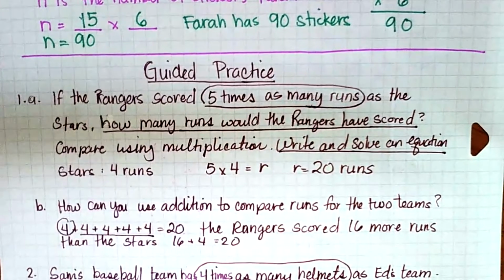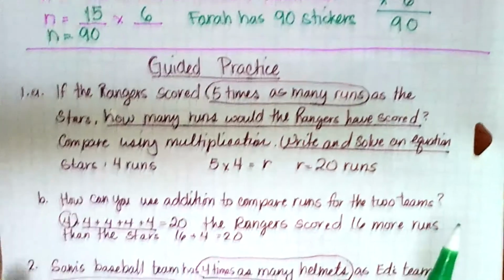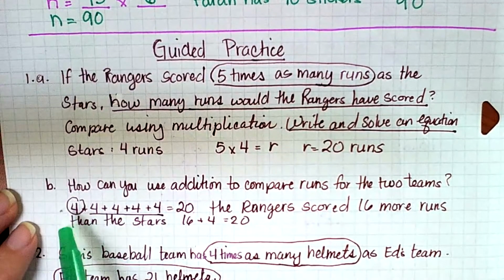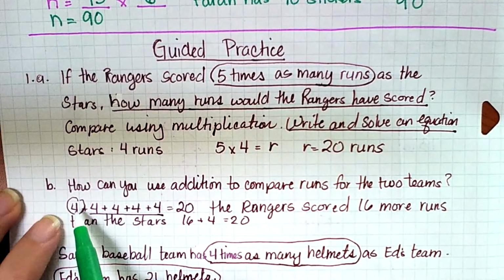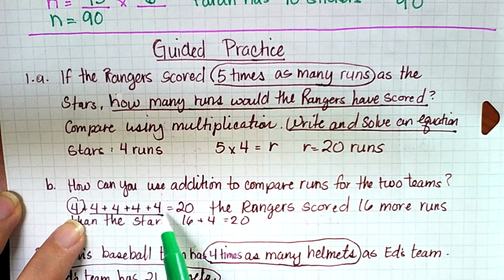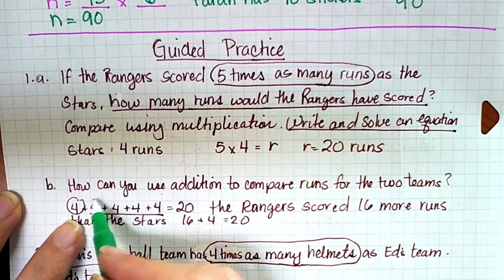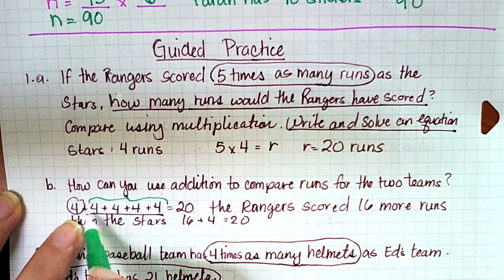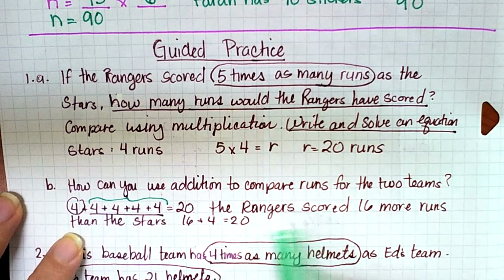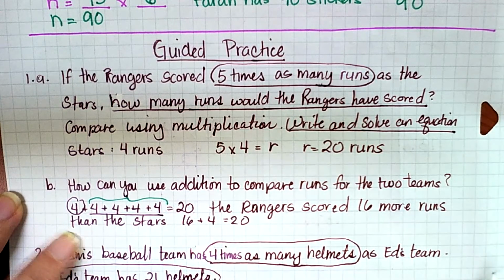For part B, it says, how can you use addition to compare runs for the two teams? So I know if they scored 5 times as many as 4, this is the Stars' original run, plus 4 more groups is going to equal 20. So those 4 groups together, when I add these together, 4 times 4 is 16. I can say that the Rangers scored 16 more runs than the Stars. So 16 plus 4 is equal to 20.